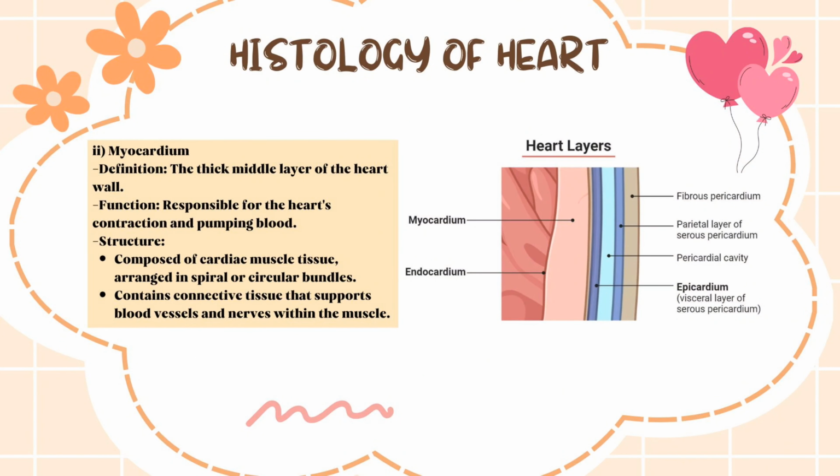Next is myocardium. It is the thick middle layer of the heart wall, and its function is responsible for the heart's contraction and pumping blood. Myocardium composed of cardiac muscle tissue, which are arranged in spiral or circular bundle, and it also contains connective tissues that support blood vessel and nerve within the muscle.